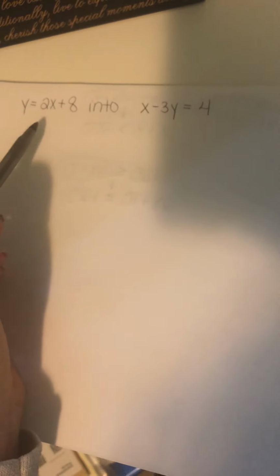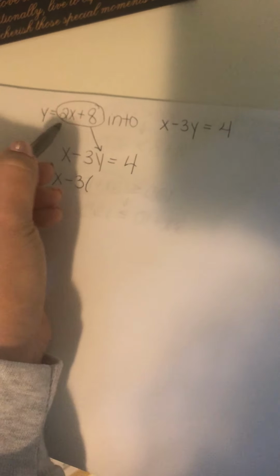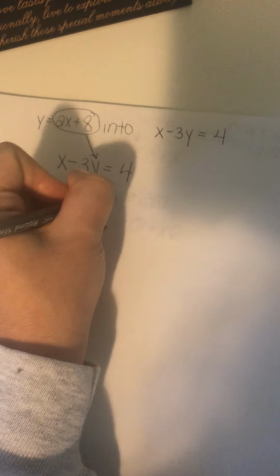So here I have y equals 2x plus 8 and x minus 3y equals 4, right? So I would take x minus 3y equals 4, and I'm going to substitute this into y. So I would rewrite it as x minus 3 times 2x plus 8, because that's what y equals. And then I would solve for x as indicated in the question.